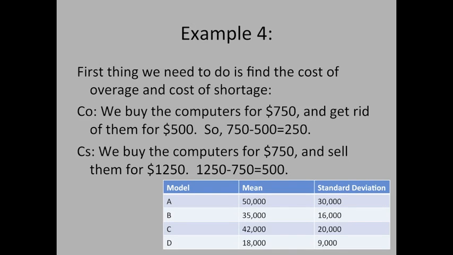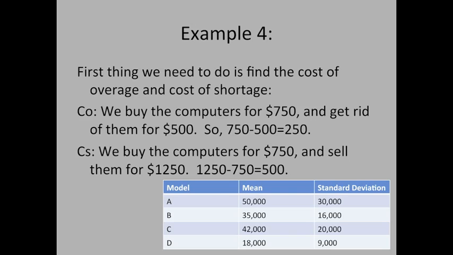The first thing we need to do is find out the cost of overage and the cost of shortage. What's the cost to us of ordering one too few? What's the cost to us of ordering one too many? The cost of overage, the cost of ordering one too many: we buy the computers for $750 and we get rid of them for $500. Thus, for each one we don't sell, we lose $250. So our cost of overage is $250.